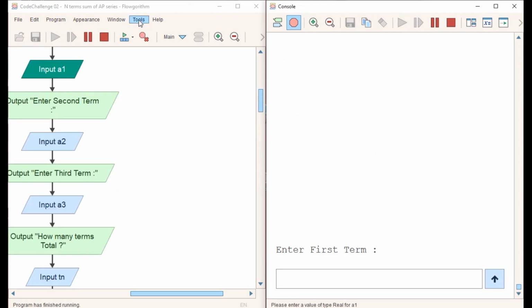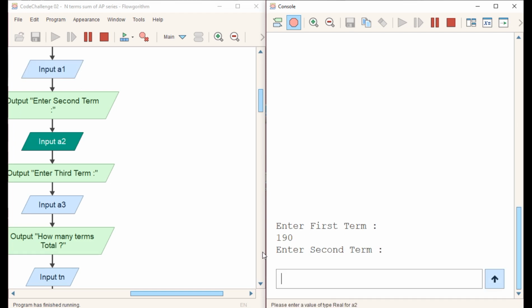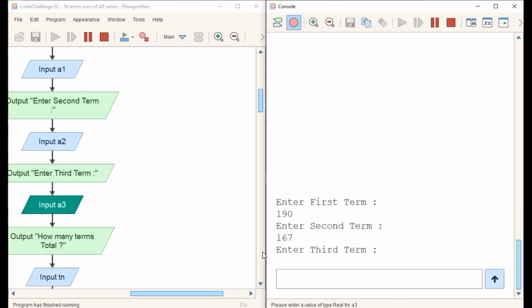Coming to the fifth problem, the first three terms of an arithmetic progression are given. They are 190, 167, 144, which are reduced by a constant number 23. In this problem, the sum of the first 20 terms of the series is asked.